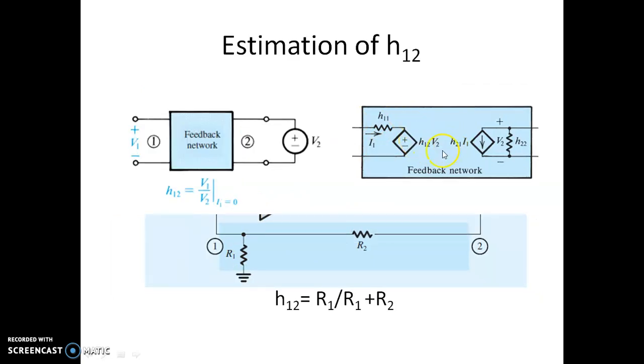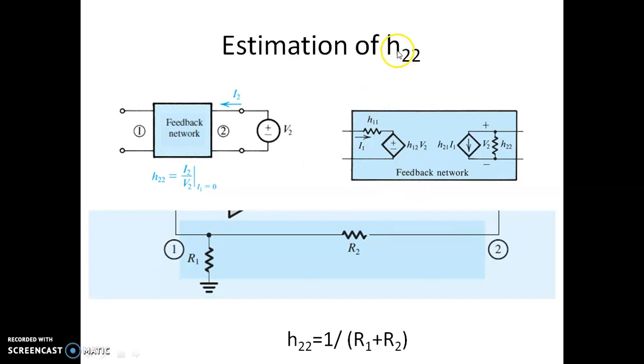And then similarly I want to find H12 here. H12 is with I1 equal to 0. So I'll make this current I1 equal to 0. When I say I1 equal to 0, I'll simply open circuit this, and it is V1 by V2. So the voltage that you have measured across R1 with respect to the input is R1 by R1 plus R2. So H12, which is a parameter for this particular feedback network, is R1 by R1 plus R2. So this way we can estimate H12 also.